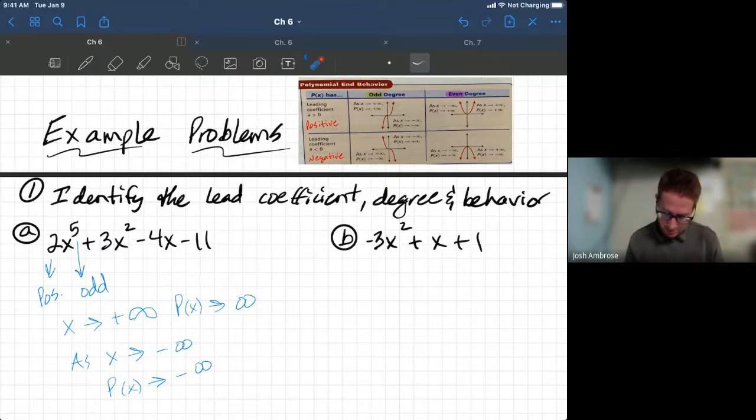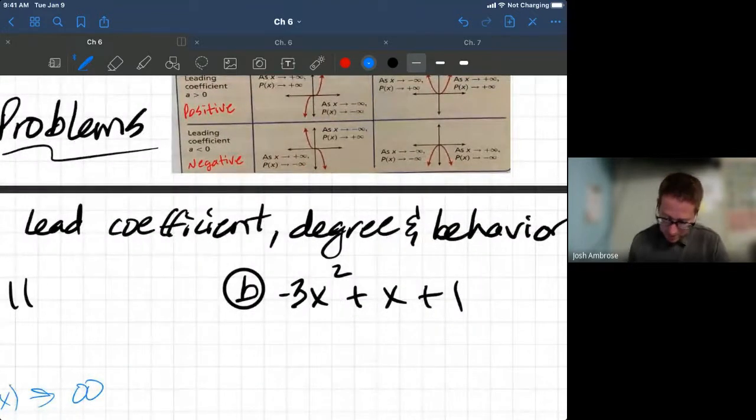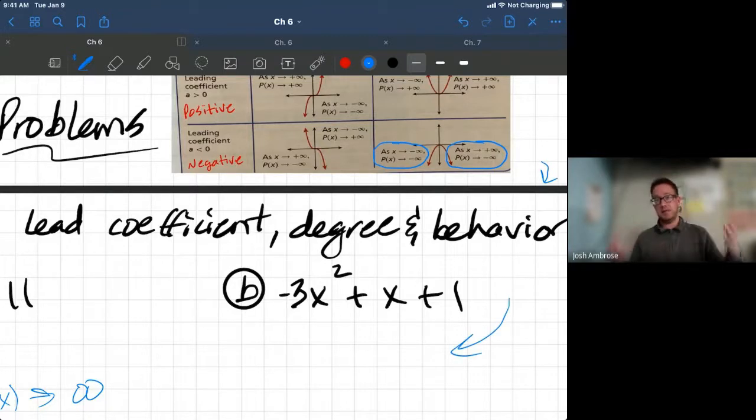Okay, so let's take a look at example B. So we have a negative lead coefficient and an even degree. So negative, we're looking at these guys, and then an even degree, so it's this box right here. That's the box that you're looking at, and all you are going to do is copy this info right here and this info right here, and then copy that info down here. I'm going to save you the time. We don't need to recopy that like we did in A, but that's what you're doing. Use the chart, copy the info.